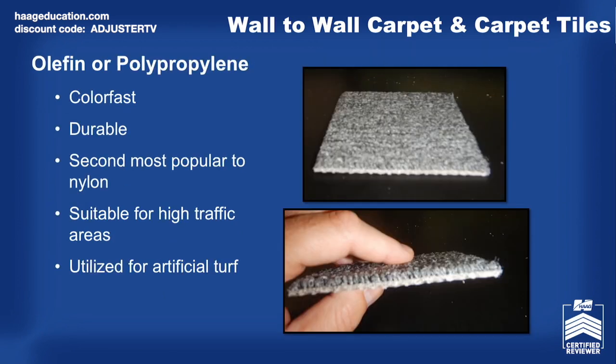Another choice is olefin or polypropylene. Olefin is very color fast and durable. It's probably the second most popular behind nylon. That's where the majority of commercial carpet comes from, is olefin or polypropylene. The higher pile heights are prone to crushing. So higher pile height, as you can see in these photos, the carpet that's been shown is a low pile height because this is not as durable as some other choices, and it will tend to crush or mat and show impressions from furniture, footprints, things like that.